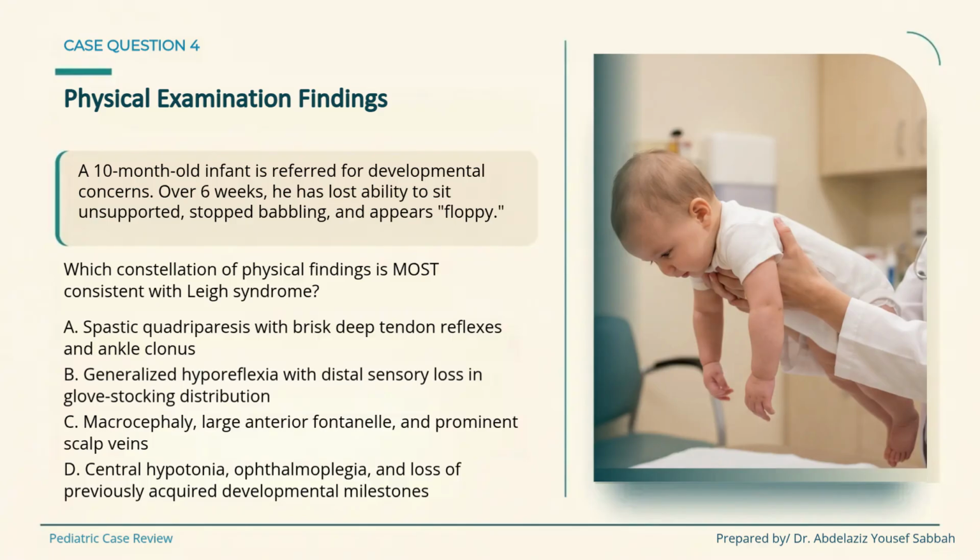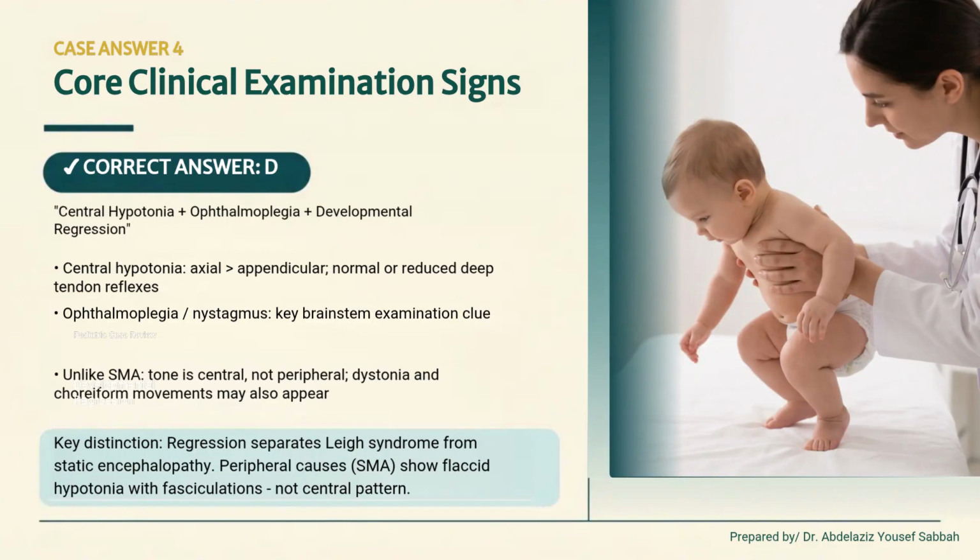Focus on the combination of tone, eye movements, and developmental course. The correct answer is option D, central hypotonia, ophthalmoplegia, and loss of previously acquired developmental milestones. The central hypotonia in Leigh syndrome is axial more than appendicular, with deep tendon reflexes that are normal or reduced.